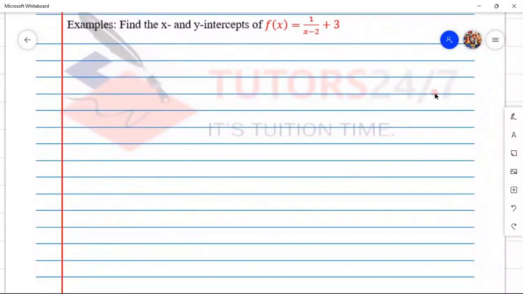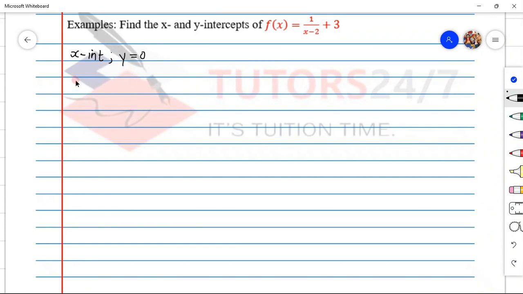So let's do a quick example. We have the function f of x equals 1 over x minus 2, plus 3. Let us first start with the x-intercept. We know y is 0. So we've got f of x equals 1 over x minus 2 plus 3. From here we know that y is 0, which is f of x. So we substitute 0 and we bring down our function as is.